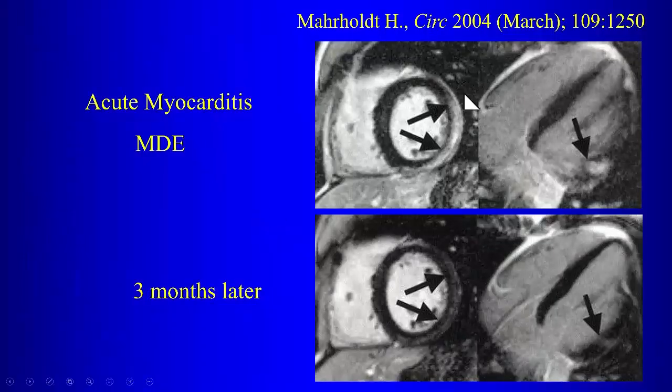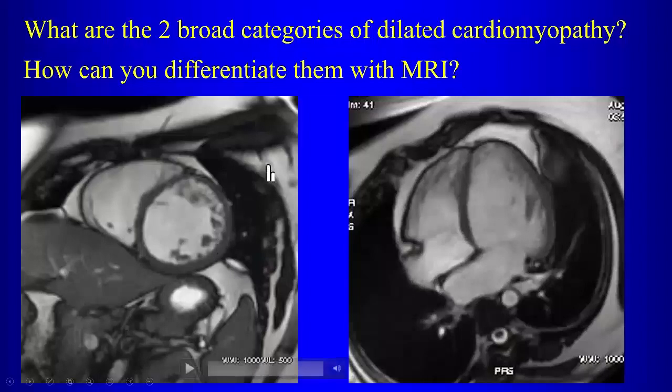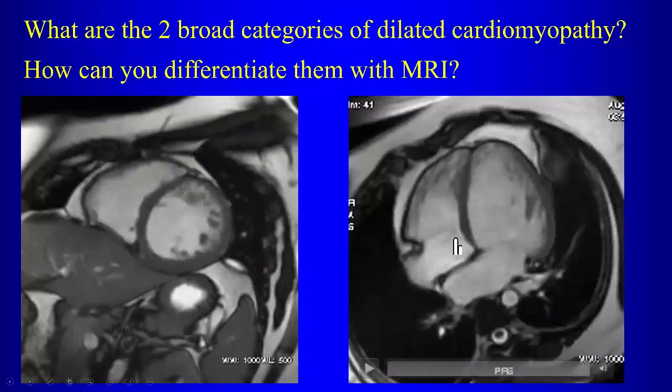Another example of somebody with extensive enhancement during the phase of acute myocarditis, 3 months later, much of that went away, although there is still residual enhancement here, and that usually indicates that there is now some fibrosis where this patient had acute inflammation. Okay? All right, so let's move on.